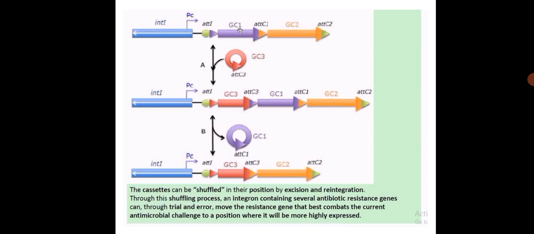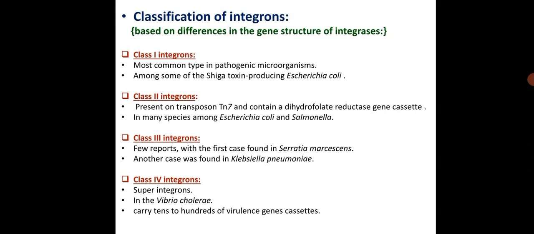The cassettes can be shuffled in their position by excision and reintegration. Through this shuffling process, an integron containing several antibiotic resistance genes can, through trial and error, move the resistance gene that best combats the current antimicrobial challenge to a position where it will be more highly expressed. Integrons are classified based on differences in the gene structure of integrases: class 1 integron, the most common type in pathogenic microorganisms, class 2 integrons, class 3 integrons, and class 4 integrons. Class 4 integrons are also known as super integrons.